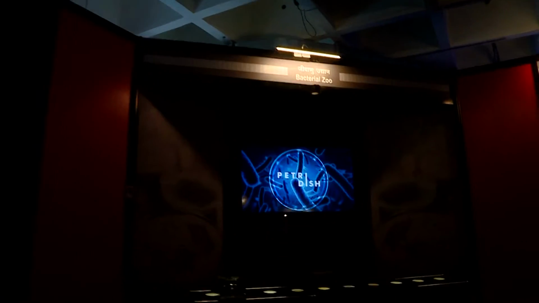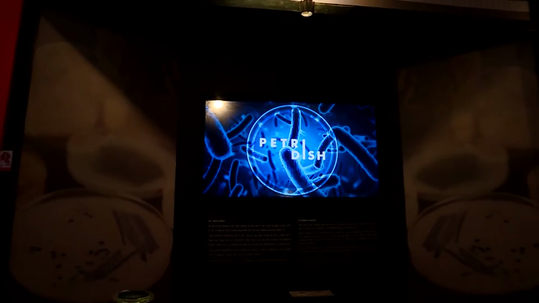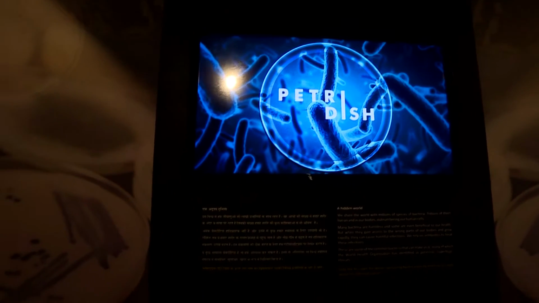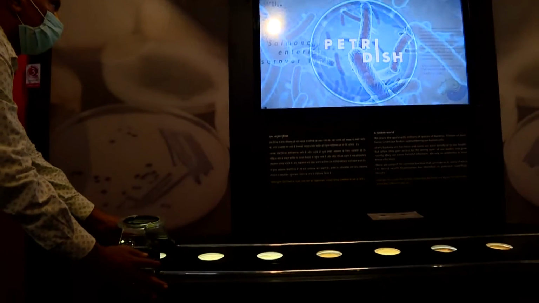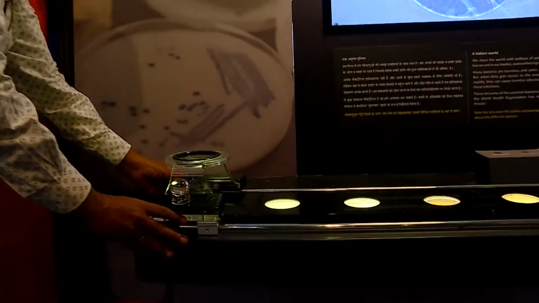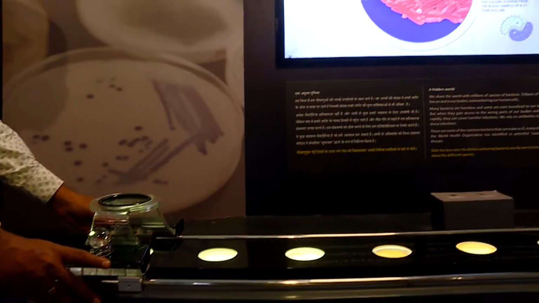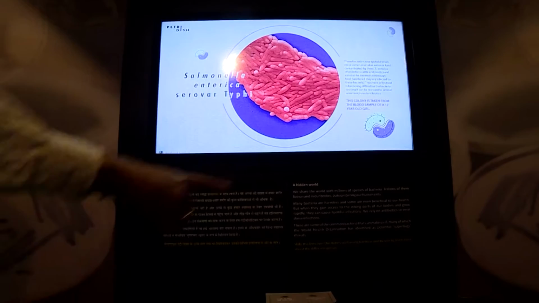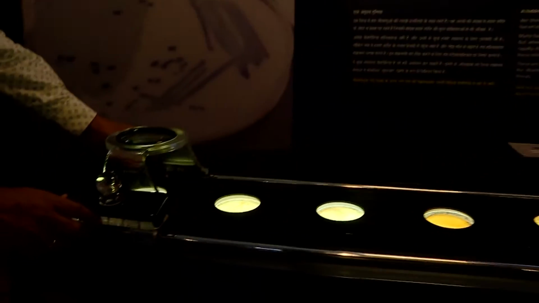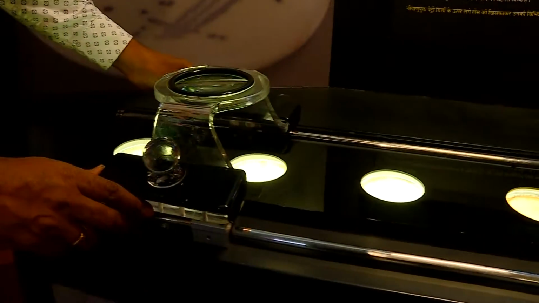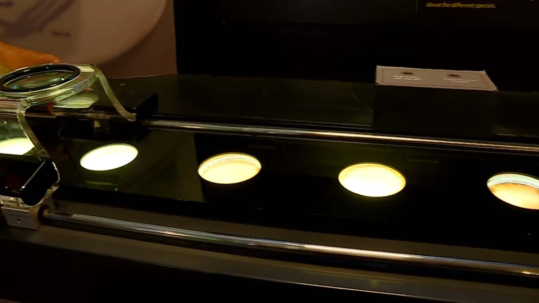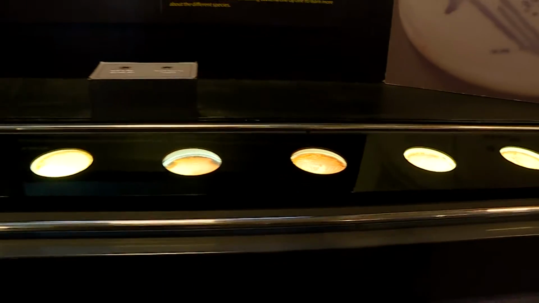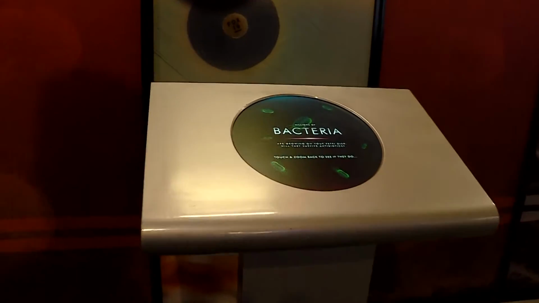Let's take a closer look at some of the well-known bacteria which are all around us. The first one is the one which causes typhoid. This bacteria is known as Salmonella enterica serovar typhi. We have 10 such bacteria which have been cultured in petri dishes, and these actual bacteria are available for viewing in the exhibition.